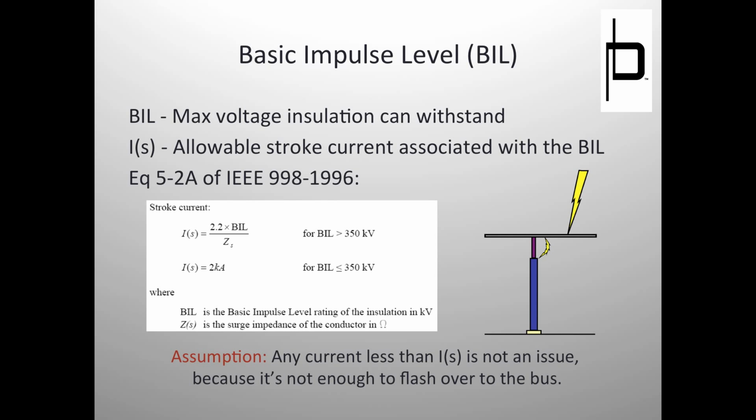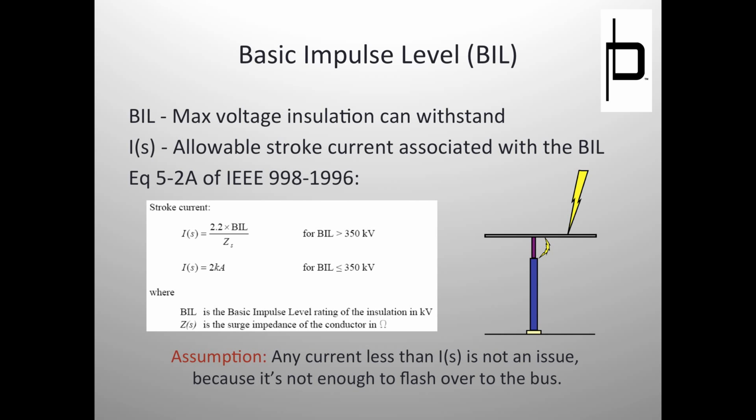We want to choose a stroke current that's associated with our insulation. Why is that? Our insulation has a BIL. For example, you have a 230 kV bus, and according to our charts here, a 230 kV bus has to have an insulation level of 900 kV. That's pretty standard. So what does 900 kV mean?